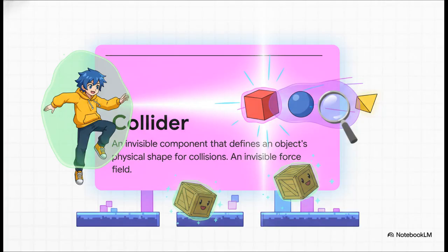Well, the easiest way to think about it is this. Your sprite, the image you see, that's for the player. The collider is for the physics engine. It's this invisible shape that we attach to our object that basically screams at Unity, hey, this is the physical edge of this thing. Don't let anything else cross this line unless I say so. It's the invisible force field that finally lets things actually bump into each other.